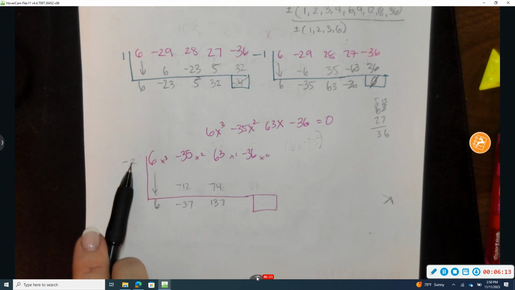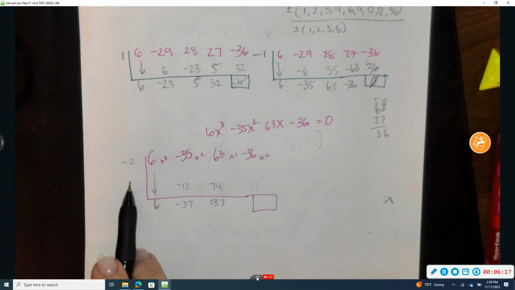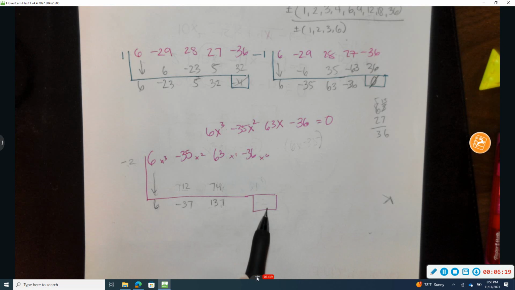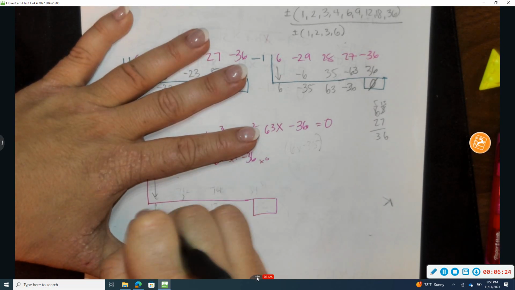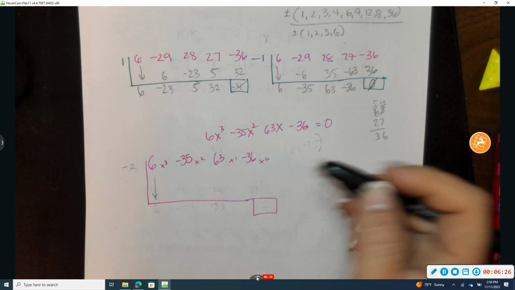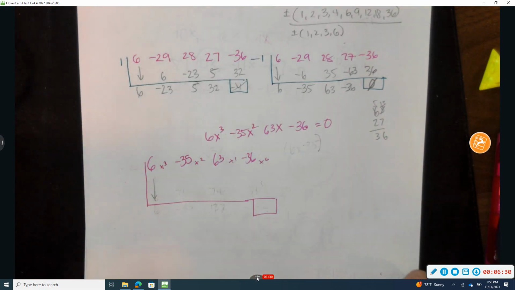Now, I can already tell this isn't going to work. Watch this, because if I take negative 2 times 137, I'm going to have this really large number. And I add this really large negative number to another negative number, I'm not ending up with 0. So I'm going to erase it again. I'm really hoping that 3 or negative 3 work, or I'm going to have to write this template again. It's starting to get sloppy.